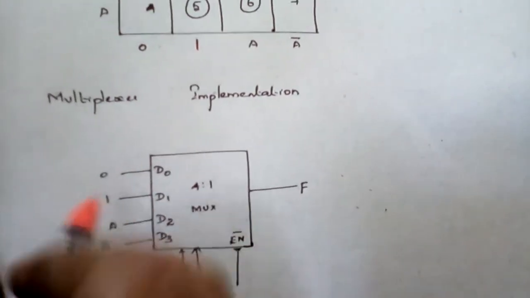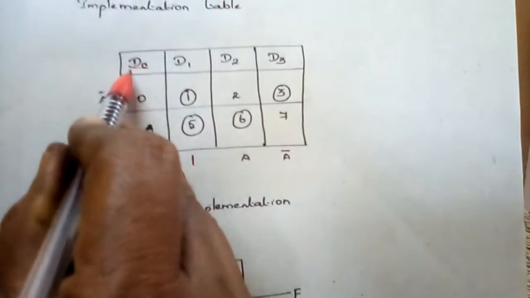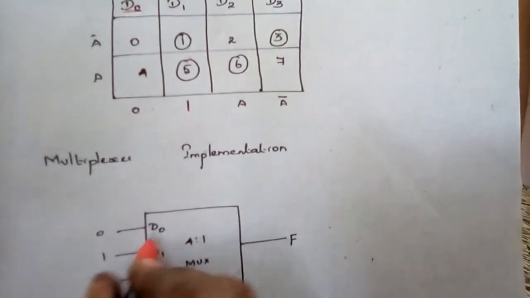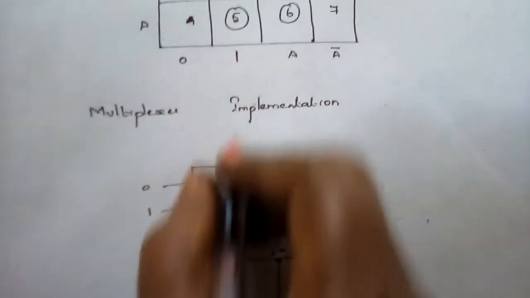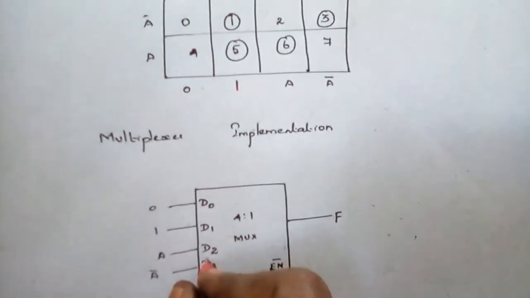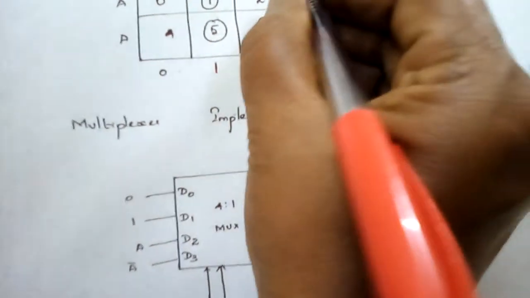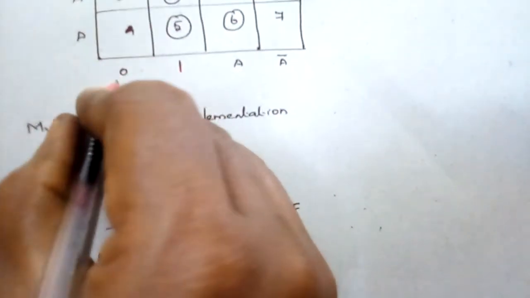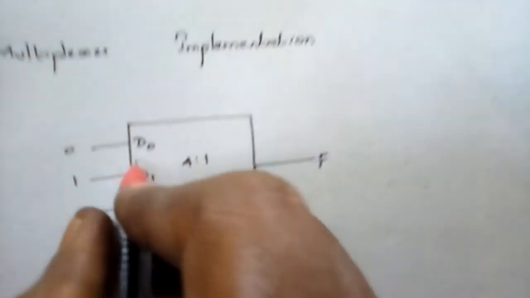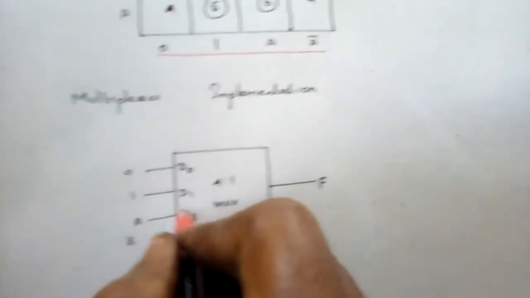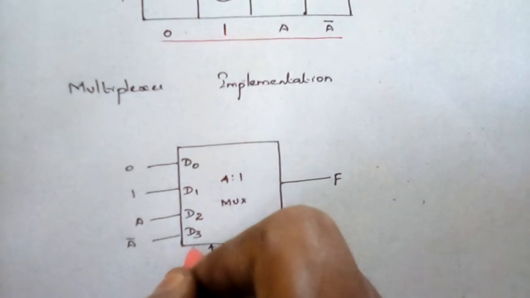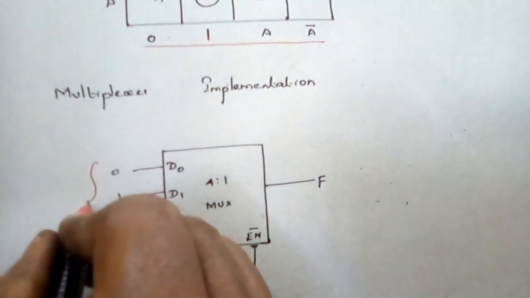And for 0, this is nothing but D0. So I am considering D0. For 1, it is D1. And if it is A, it is D2. A bar, here there is D3. Depending upon the outputs in the implementation table, I am drawing the inputs here: D0, D1, D2, D3. So these are the inputs for the 4:1 multiplexer.